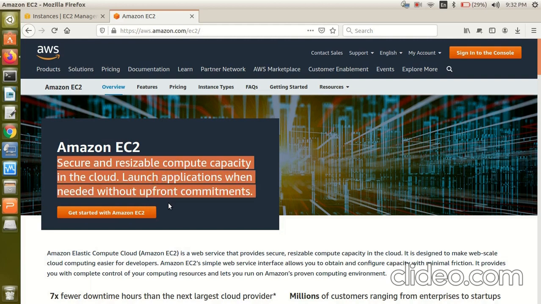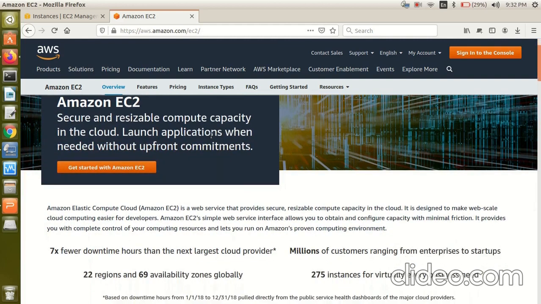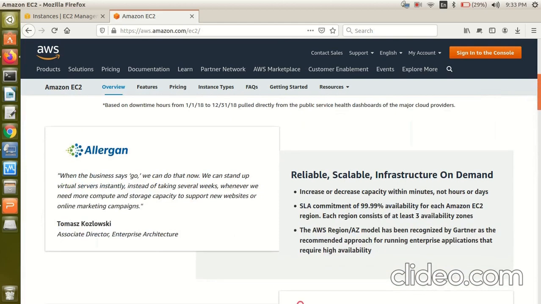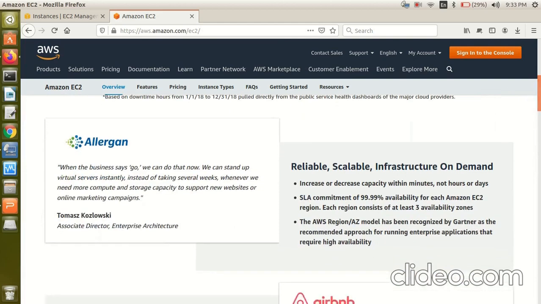It also says that there are 7 times fewer downtime hours than the next largest cloud provider. They have millions of customers ranging from enterprises to startups. They have around 22 regions and 69 availability zones globally. They have around 275 instances for virtually every business need. Now we can also see the testimonials provided by some of the big companies who have been using and benefiting from the AWS EC2 service.